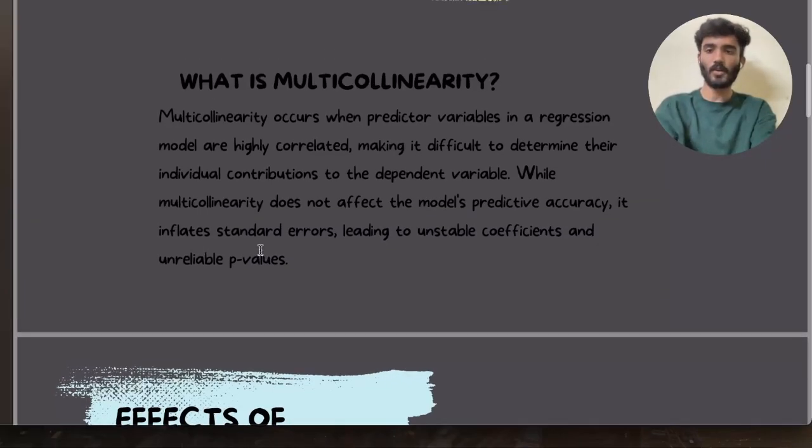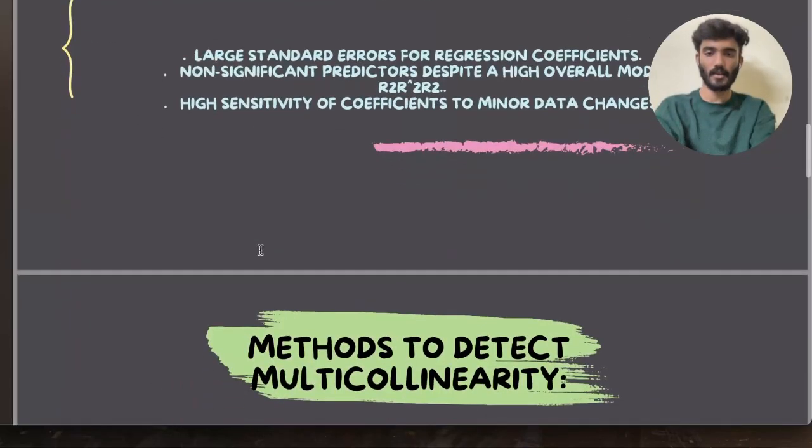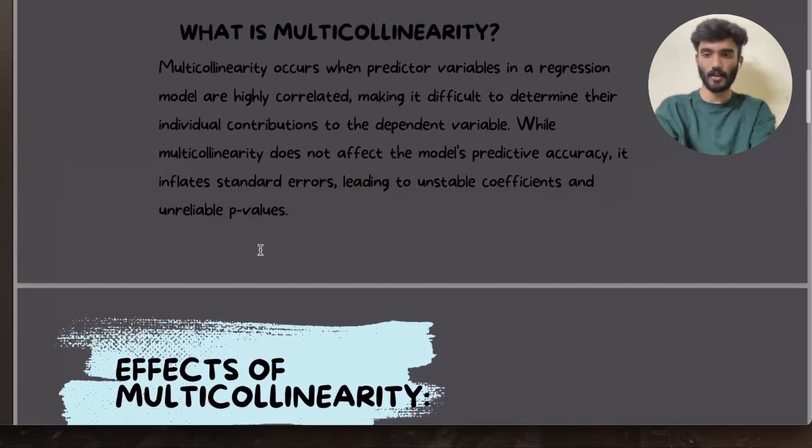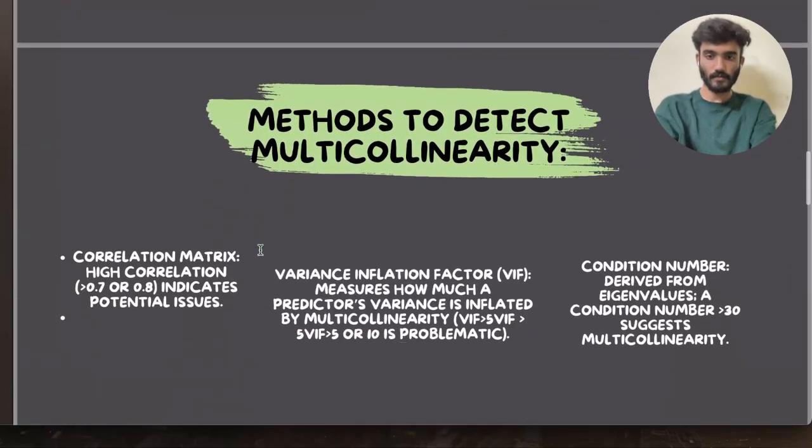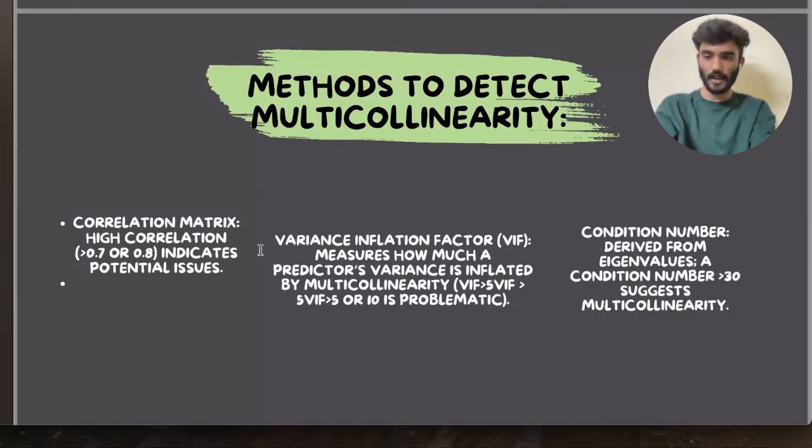Now we will talk about how to detect multicollinearity. First, we have the correlation matrix. Check pairwise correlations between variables. High correlations, say above 0.8, could signal a problem.